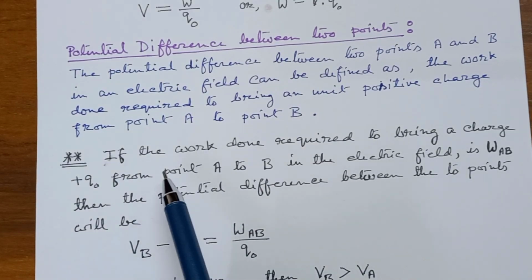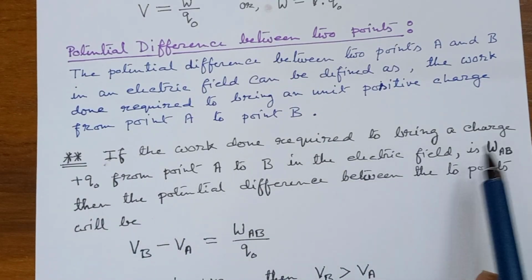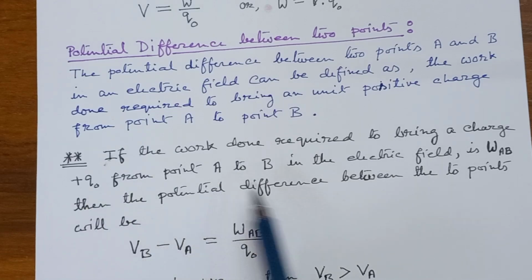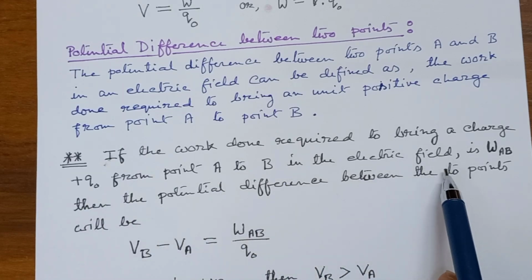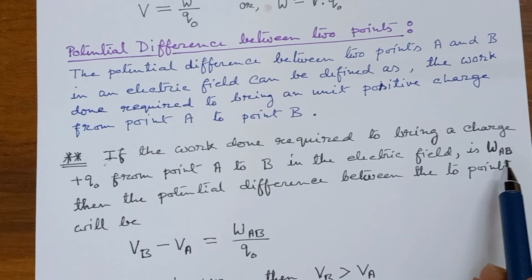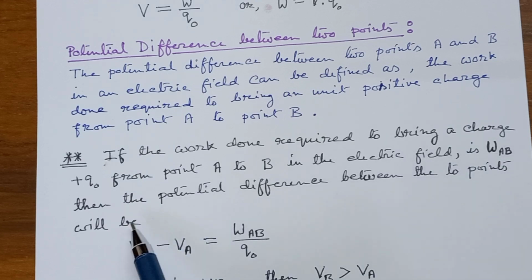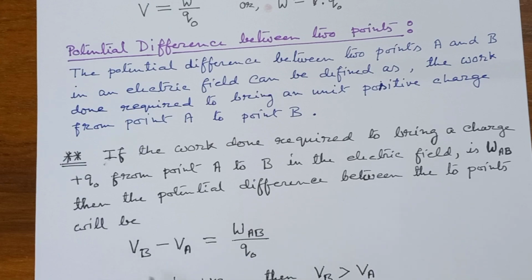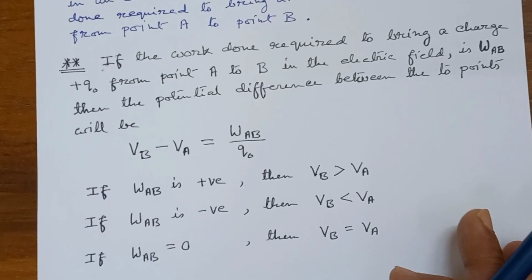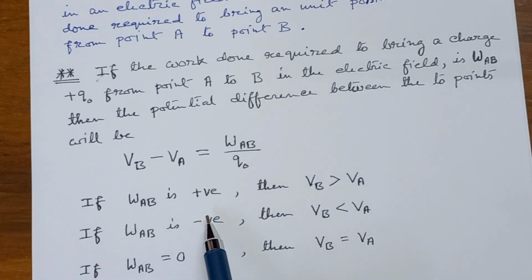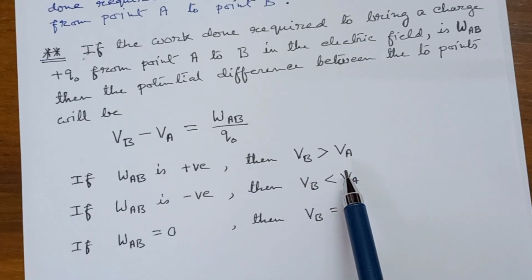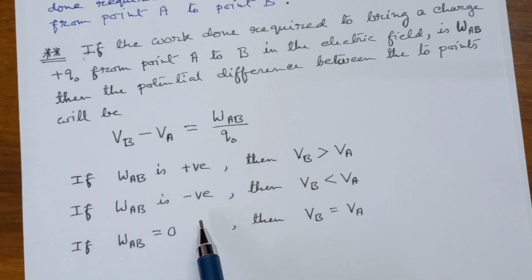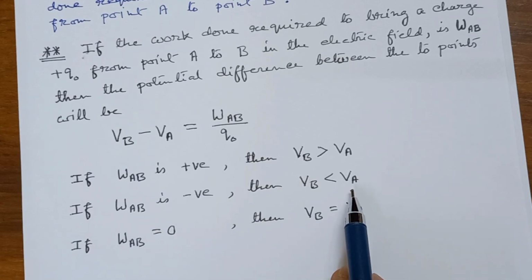Next, if the work done required to bring the charge +Q0 from point A to point B in the electric field is WAB, then the potential difference between the 2 points will be VB minus VA equals WAB by Q0. If WAB is positive, then VB is greater than VA. If WAB is negative, then VB is less than VA. And if WAB is equal to 0, then VB is equal to VA.